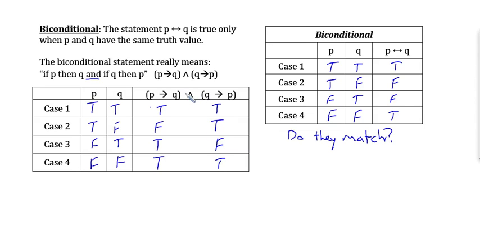Now just recall with our conjunction, or and, they have to both be true. So here in the first case, they're both true. So we'll get true there. In our second case, the presence of false makes it false. Here in the third case, the presence of false makes it false. And in our fourth case, they're both true. So this is true.